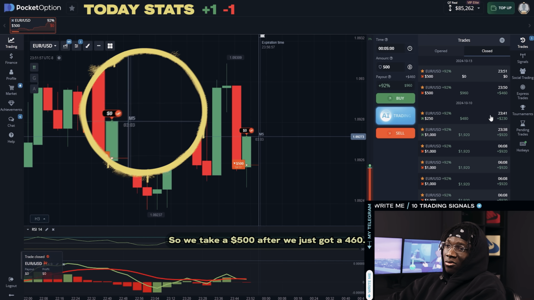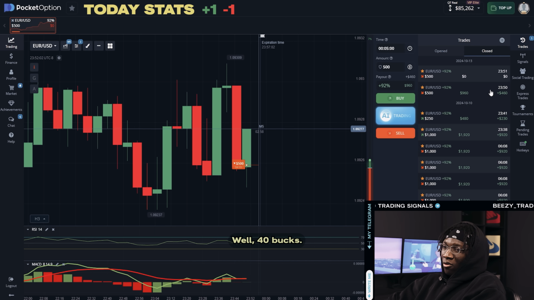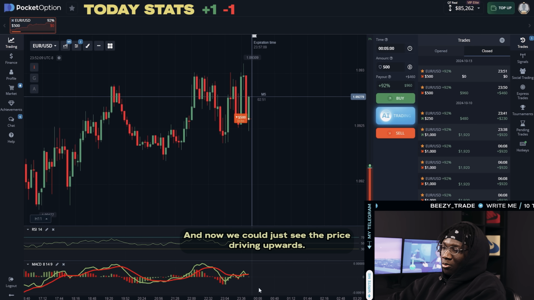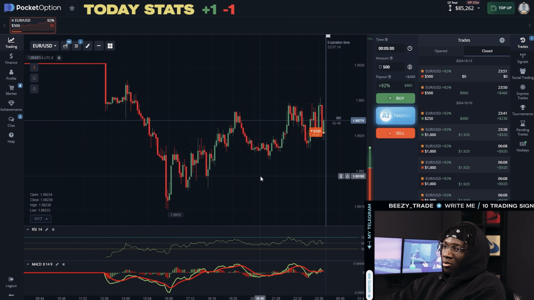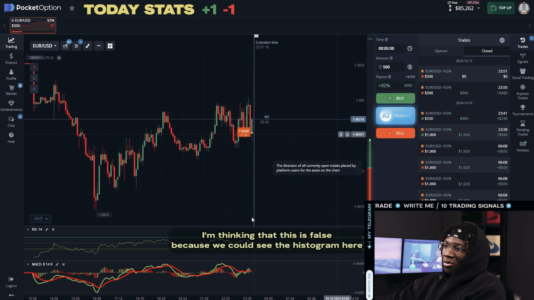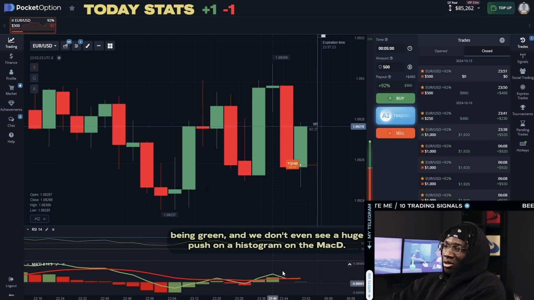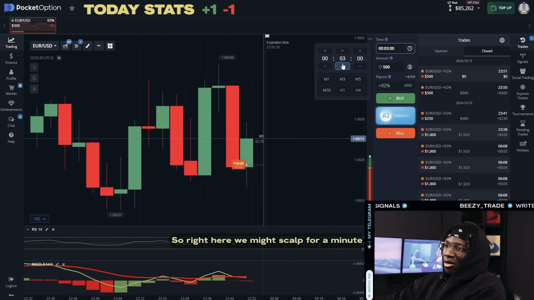So we take a $500 loss after we just got a $460 win, so we're down what, $40? Pretty much. And now we can just see the price driving upwards. I think that right now will be a good time, closer to the end of that time frame. I'm thinking that this is a false signal, because we can see the histogram here being green, and we don't even see a huge push on the histogram on the MACD. So right here we might scalp for a minute.